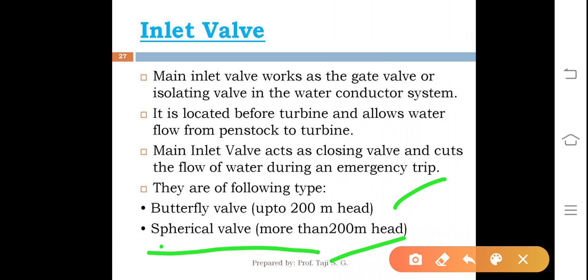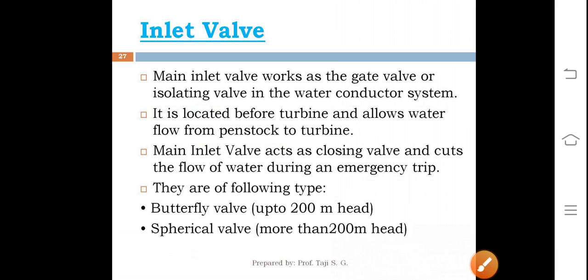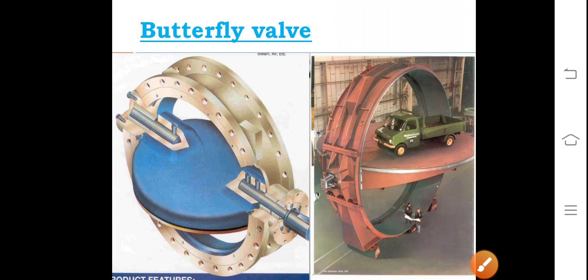Main inlet valve acts as a closing valve and cuts the flow of water during an emergency trip. It is located before the turbine and allows water from the penstock to the turbine. Main inlet valve works as the gate valve for isolating in the water conductor system. It is located before the turbine. And these are all different photographs of butterfly valve.